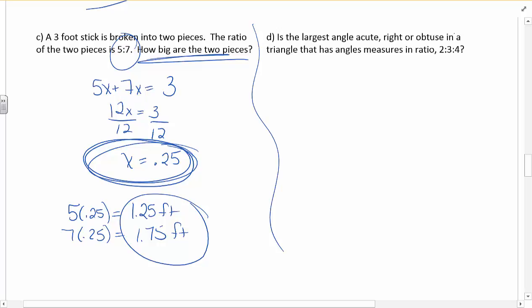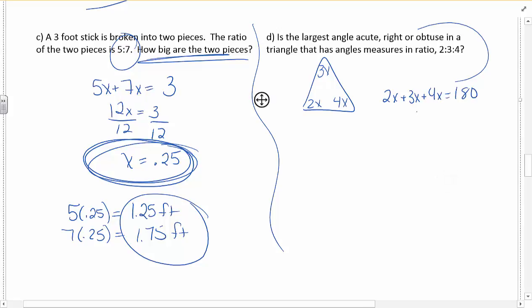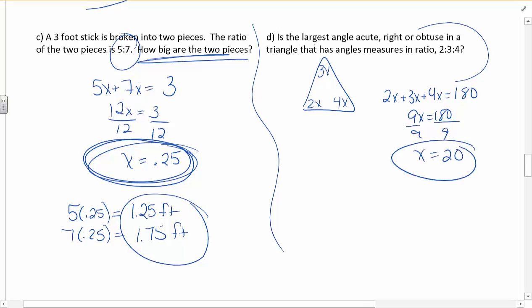And last but not least, is the largest angle acute, obtuse, or right in a triangle that has angles in the measure of 2x to 3x to 4x? Mrs. Vibber, it doesn't say x. That's okay. If you see an extended ratio, that always means that those guys get an x. So 2x, 3x, 4x adds to 180 because it's in a triangle. 9x is 180. Divide by 9, x is 20. It says is the largest angle acute, obtuse, or right. So the largest angle would be 4 times 20, which is 80. That is acute.